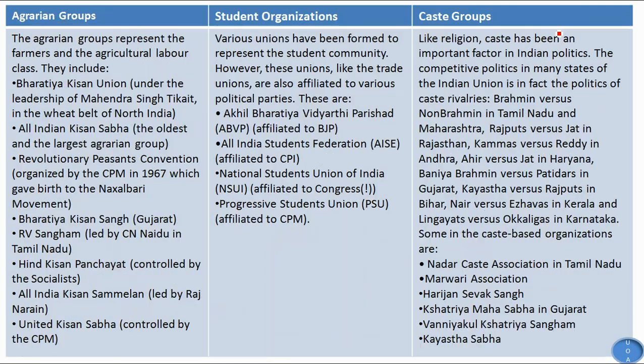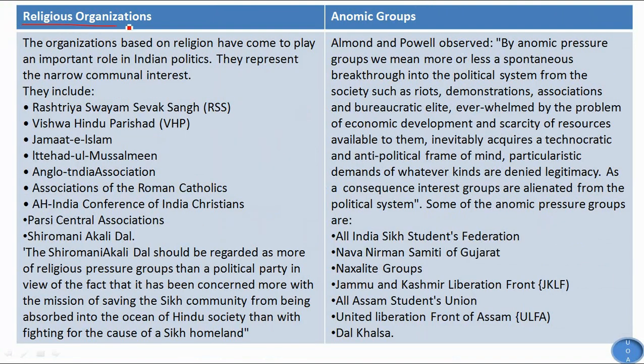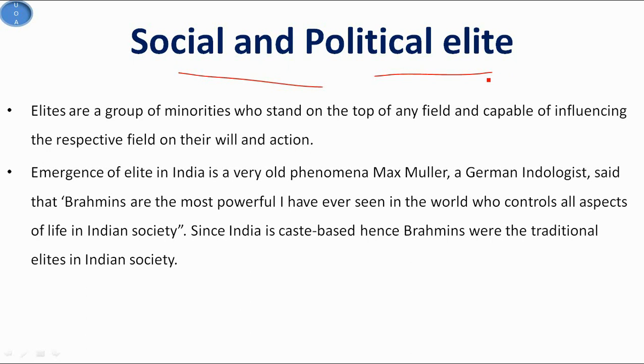Now moving to the next slide, that is agrarian groups, student organizations and the caste groups. Then there are tribal organizations, linguistic groups, ideology-based groups, and the last ones are religious organizations and anomic groups. Now we are moving to the next topic, that is the social and political elite.